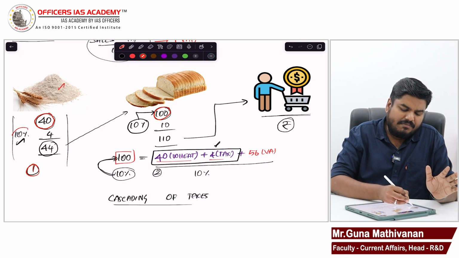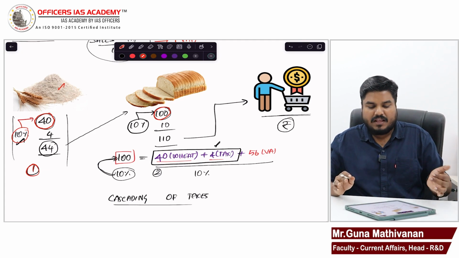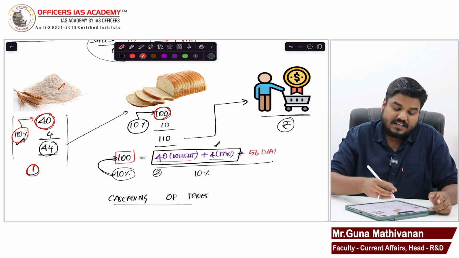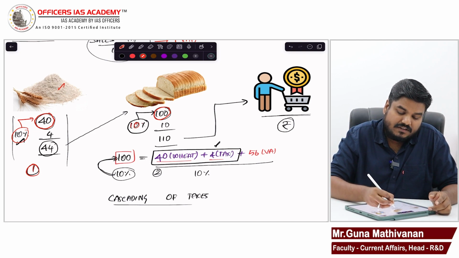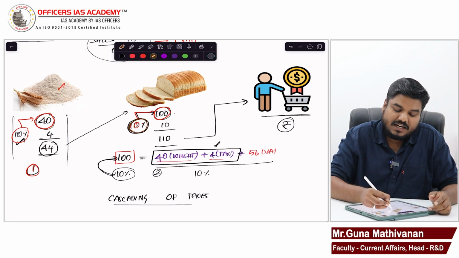So 10% tax is imposed on the entire 40. So first stage there is no problem. Look at second stage. In the sales tax regime, this 10% tax was imposed on the entire 100. The 10% tax was imposed on that entire 100.